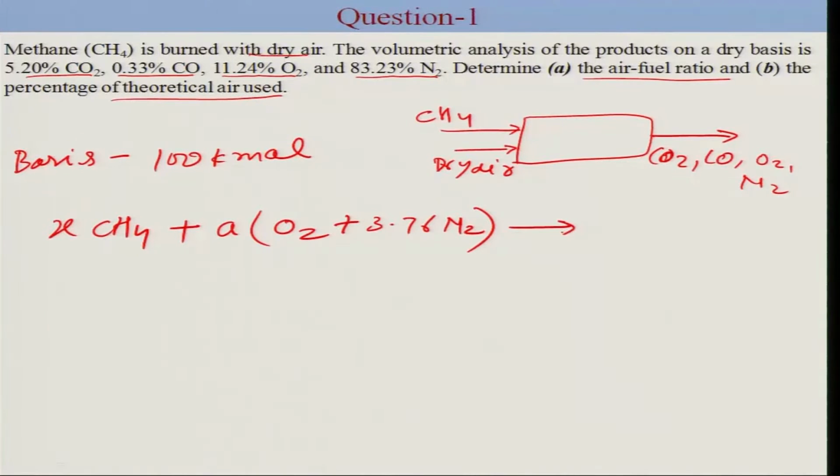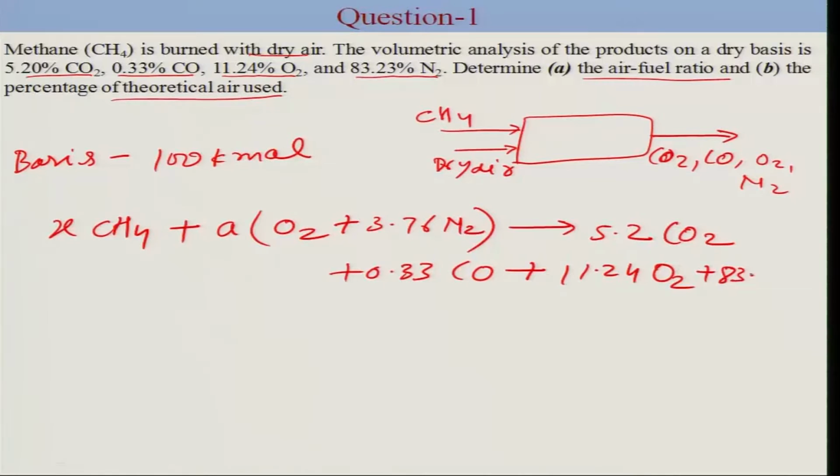and the product stream will have 5.2 kilomole of CO2 and 0.33 kilomole of carbon monoxide plus 11.24 kilomole of oxygen plus 83.23 kilomole of nitrogen, and oxygen and hydrogen will react and form water. So, certain kilomole of water will produce in the product stream. From the mass balance we can obtain the unknown variables.